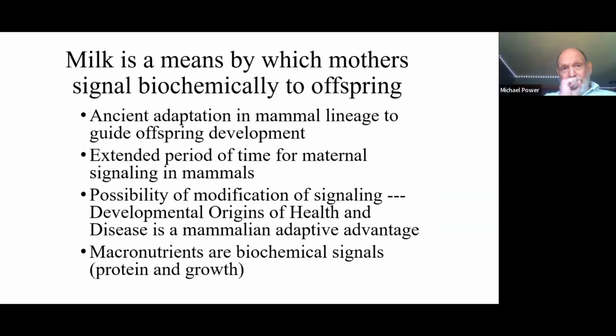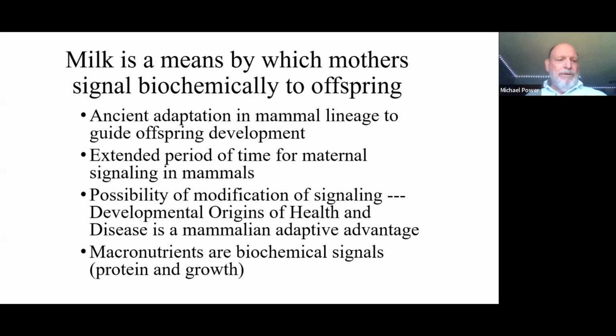So this is what I think of as milk. Right? I don't think of milk as a food. I don't even think of it as the total diet of an infant. I think it is a means by which mammalian mothers biochemically signal to their offspring in order to guide their growth and development. It's an ancient adaptation. It's the original one. Of course, placentas now come in and do a huge amount of that job for us. But milk was the first one.